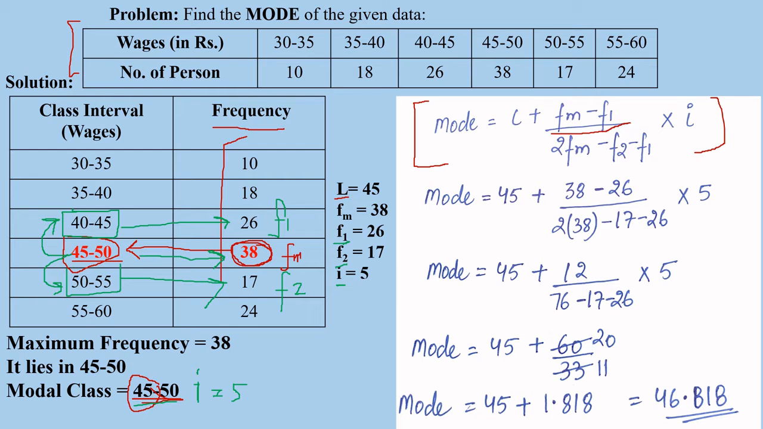Now put all these values in the formula. 45 plus (38 minus 26) upon (2 into 38 minus 17 minus 26). Now solve this. When you solve this, you will find the value of mode is 45 plus 1.818 and the final value of mode is 46.818. So in this way you can find the value of mode for grouped data.